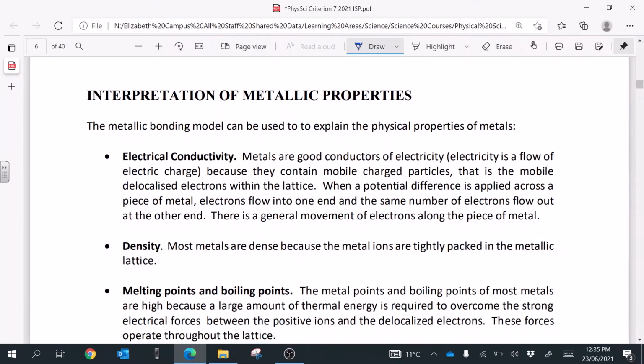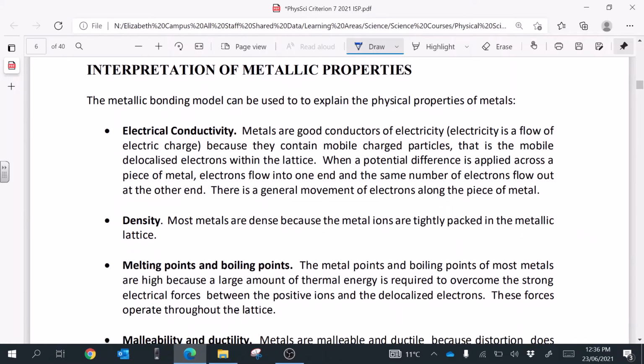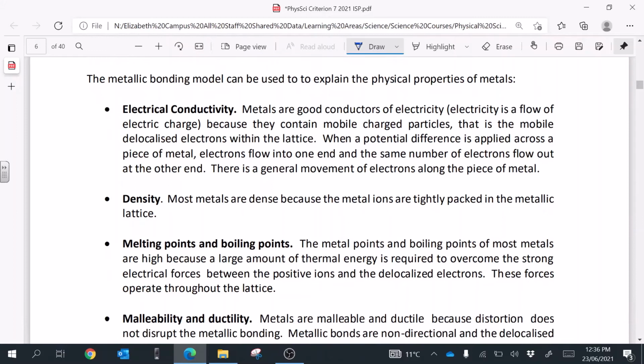So here are some of those properties in more detail. If you need to explain these when you're asked questions, then you can refer back to these notes. Electrical conductivity: metals are good conductors of electricity. Electricity is a flow of electrical charge, as we saw in our physics units, because they contain mobile charged particles, that is, the mobile delocalized electrons within the lattice. When a potential difference, remember that's voltage, is applied across a piece of metal, electrons flow into one end and the same number of electrons flow out the other end. This is the general movement of electrons along the metal, so electricity is charged particles.